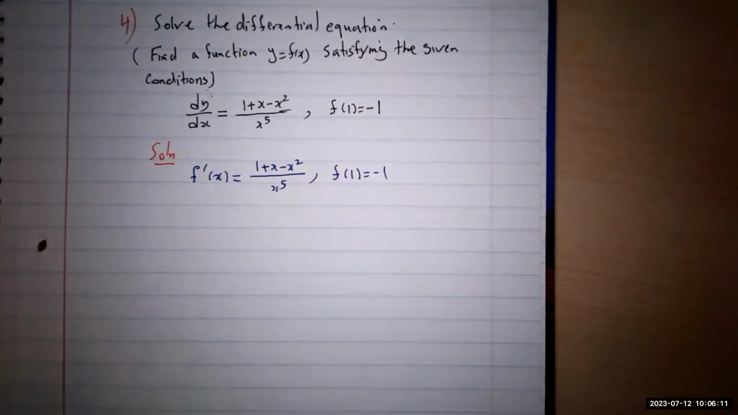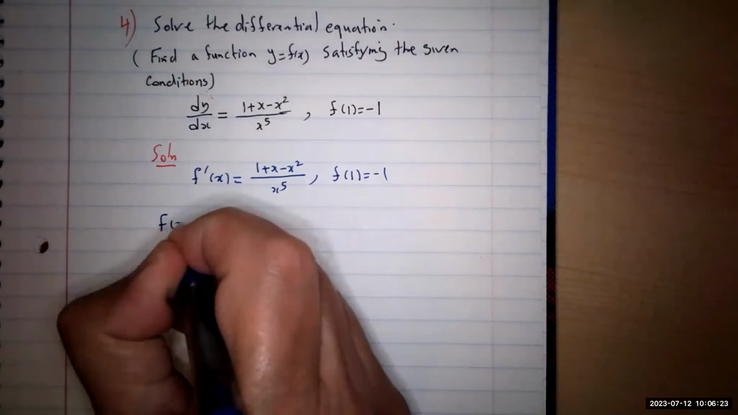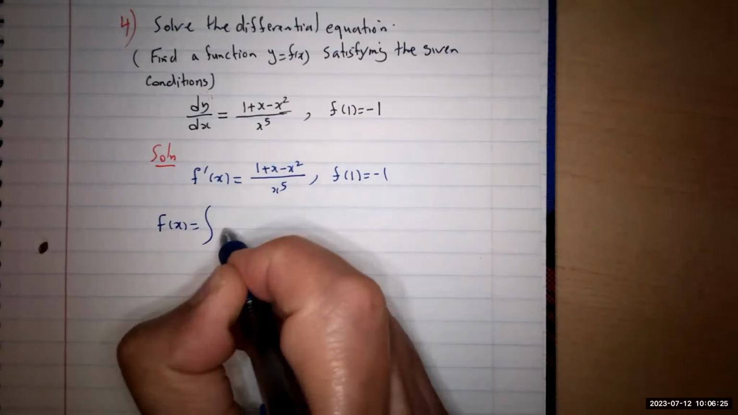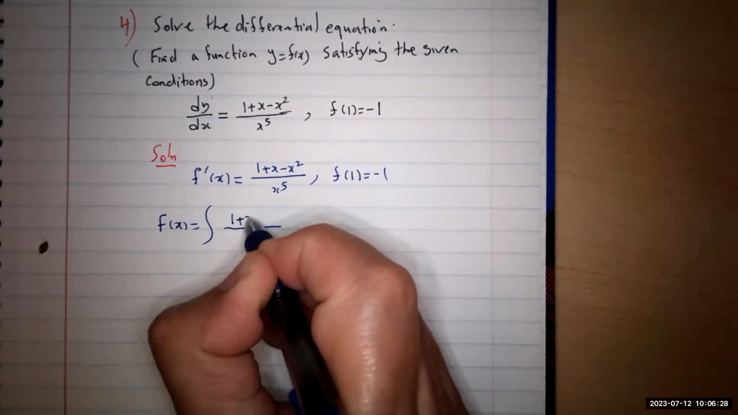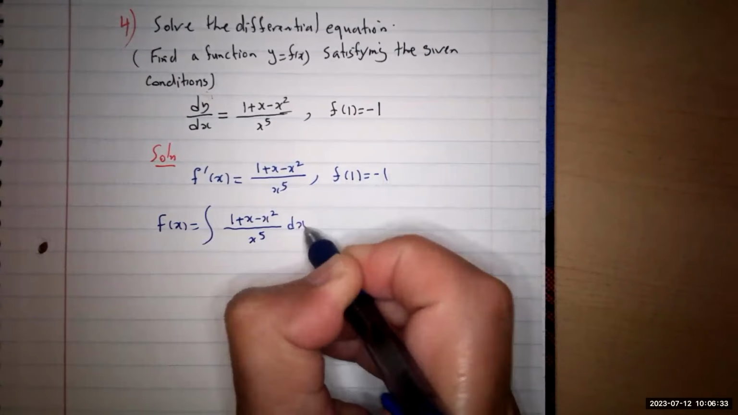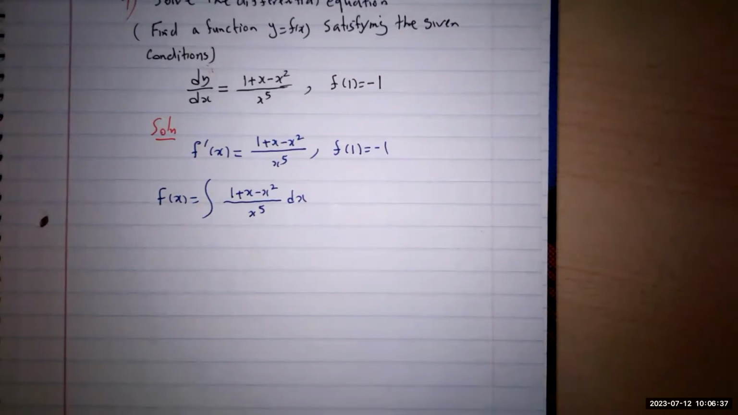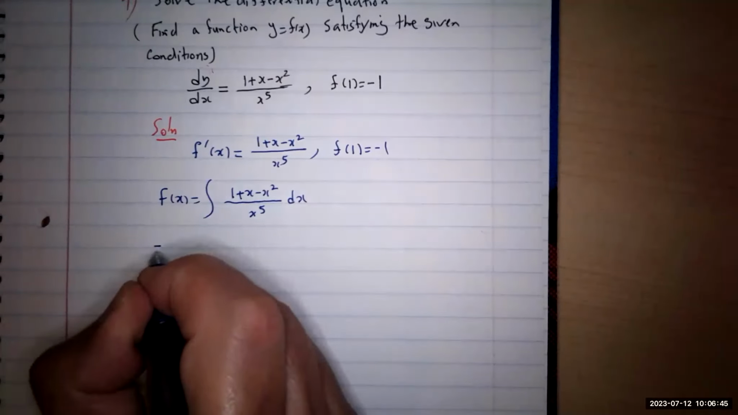You know how to do it, integrate it. Any question? So different notations, different expressions, same thing. Now you know that f of x is the integral of (1 plus x minus x squared) over x to the 5th dx. You have to find this integral. We already talked about it. Move the x to the 5th to the top, or you break it up as fractions, whichever you feel more comfortable. I would be comfortable with moving it up.